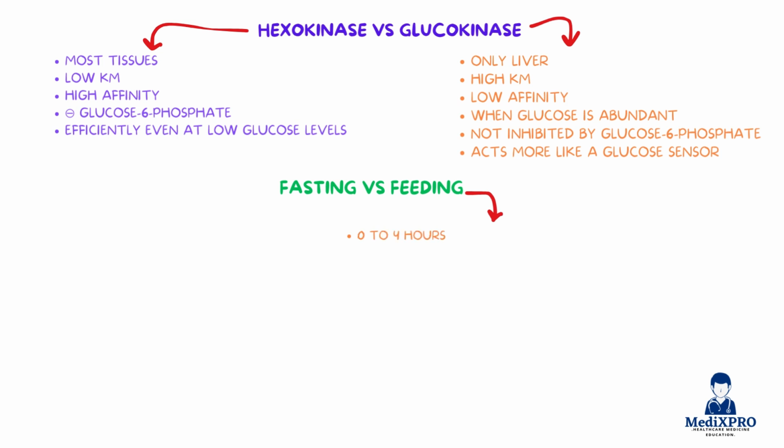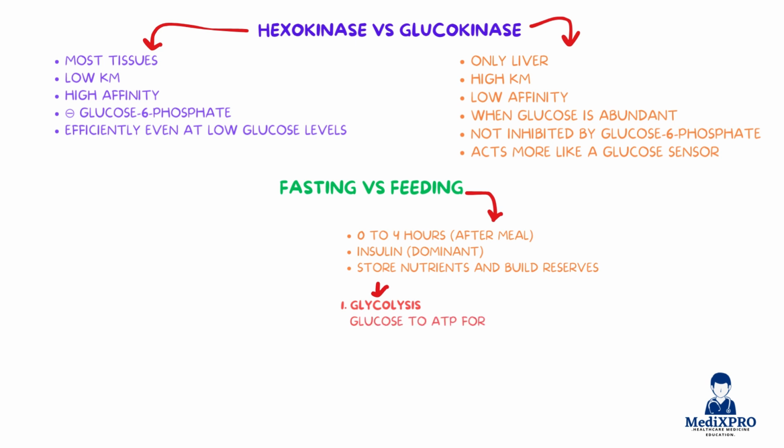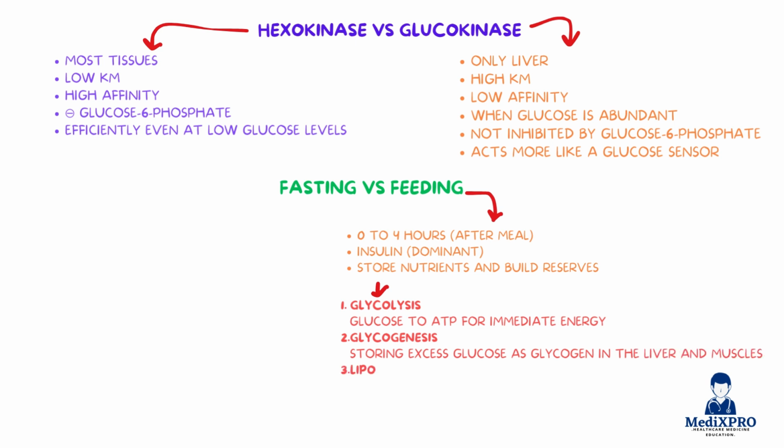The body's primary goal in this phase is to store nutrients and build reserves. Metabolically, several processes are upregulated. Glycolysis increases, converting glucose to ATP for immediate energy. Glycogenesis is activated, storing excess glucose as glycogen in the liver and muscles. Lipogenesis begins, turning extra glucose into fatty acids for long-term storage. And protein synthesis ramps up.